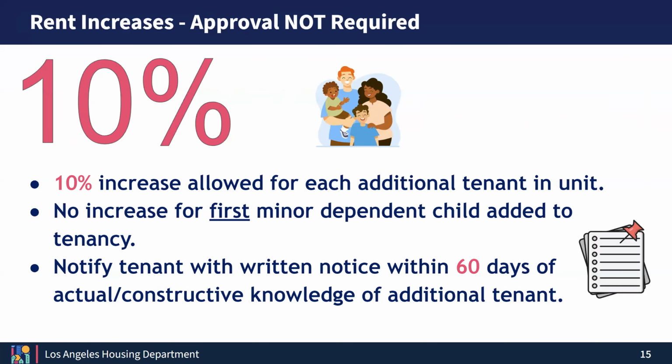Rent increases for additional tenants. An owner may apply a 10% rent increase for an additional tenant with proper written notice, so long as it's not for the first minor dependent child that's added to the tenancy. An owner must notify the tenant of this increase within 60 days of having actual or constructive knowledge that the additional tenant was added to the unit.